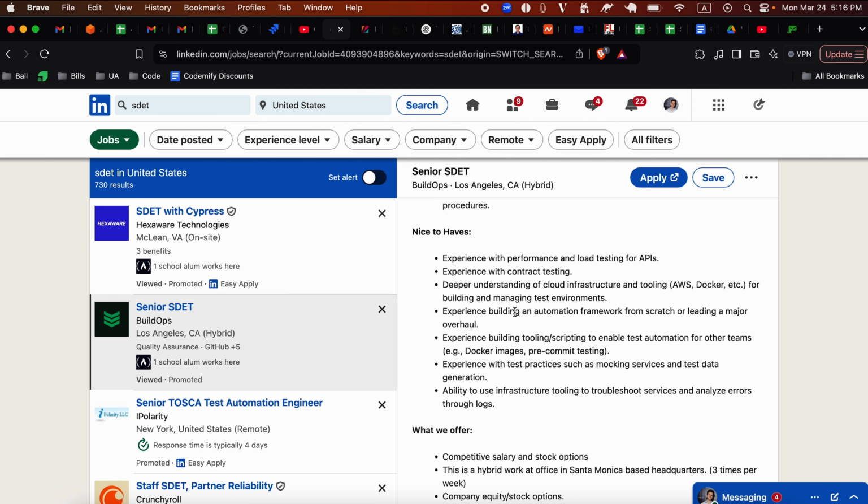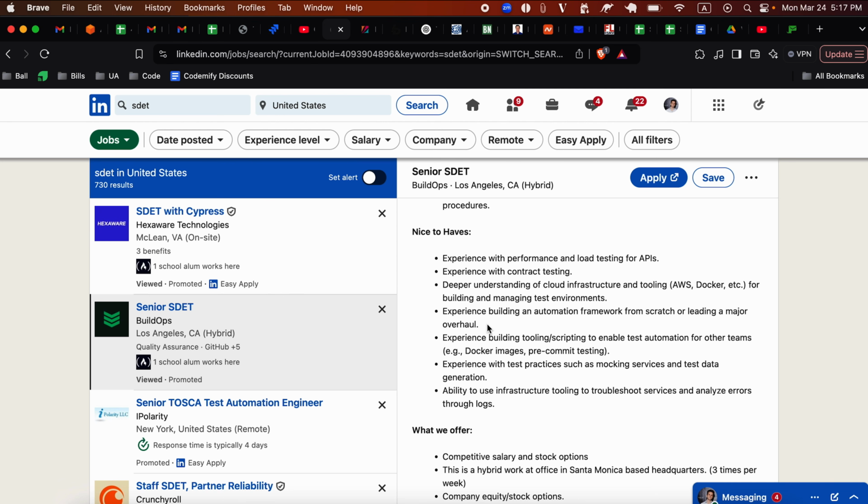Deeper understanding of cloud infrastructure and tooling, AWS, Docker, etc. So this is where the difference with a typical automation engineer comes in, because usually you don't dig much into it. Myself, I've built an infrastructure from scratch for one of the fastest growing startups in North America in the last few years. And I did have to dig a lot into AWS, Docker, etc. And at the end of the process of creating that infrastructure, even DevOps did sometimes ask me questions about the things that I was doing, because usually they don't dig much into it that way.